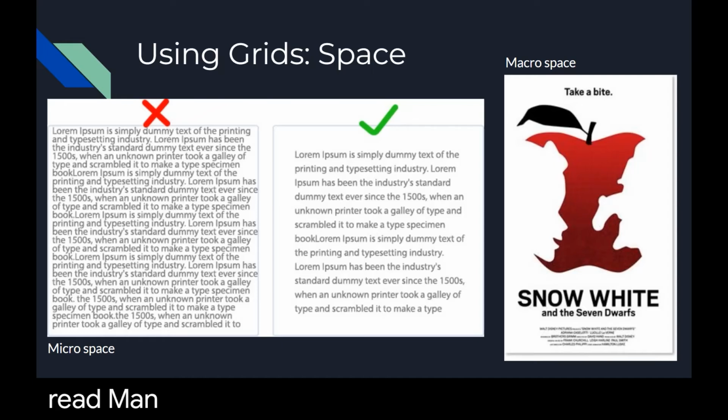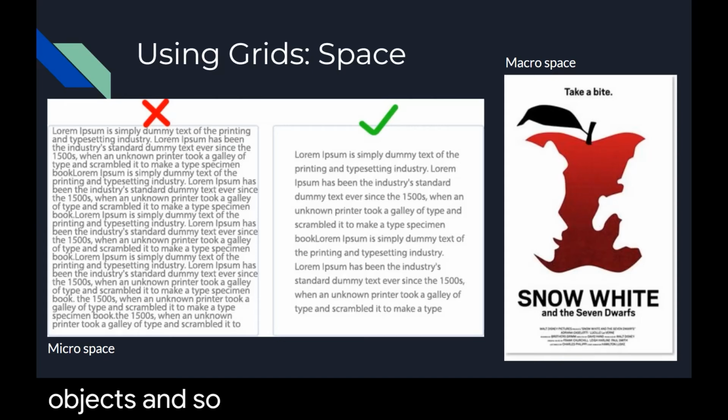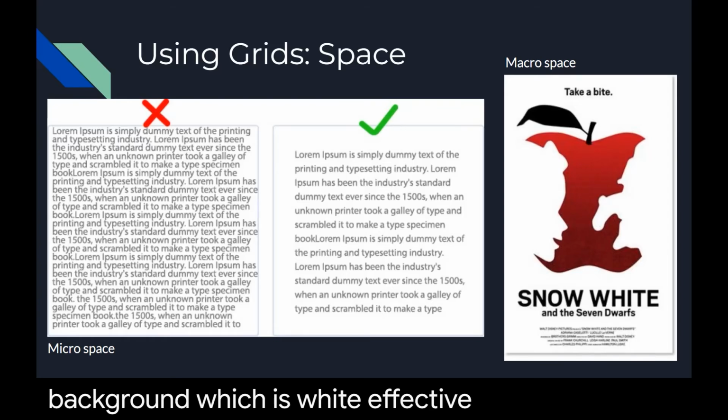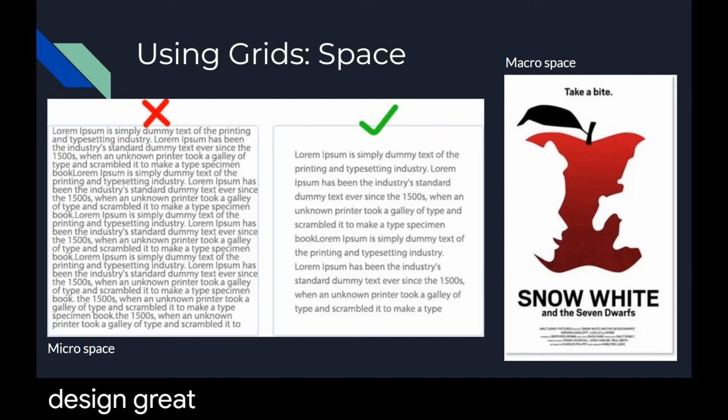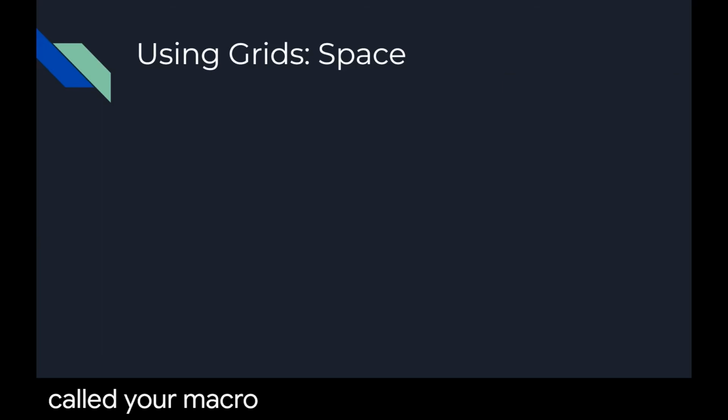Macro space is the amount of space between objects. And so here we are using white space and the background, which is white, effectively to let the entire design breathe and really show off a good bit of white space. And so that space between elements is called your macro space.